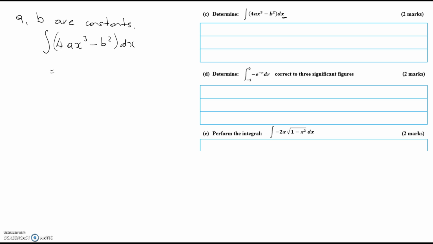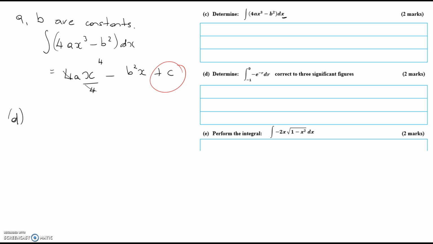right, a is just a number, 4 is just a number, so it's going to be x to the 4 over 4 times 4a minus, now b squared is just a number, so the integral of a number is b squared x, and don't forget plus c. Again, if you don't have that, it'll be less half a mark. Obviously, you would cancel that, and the final answer would be a x to the 4, etc.